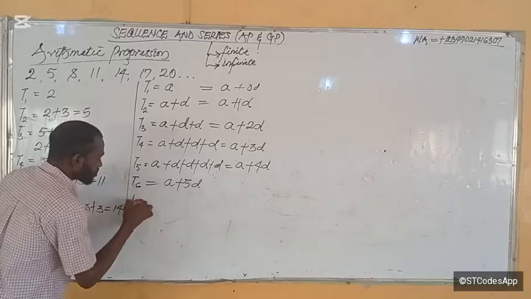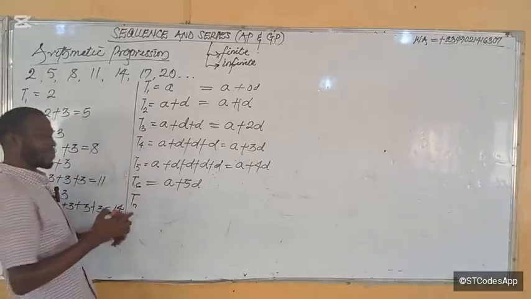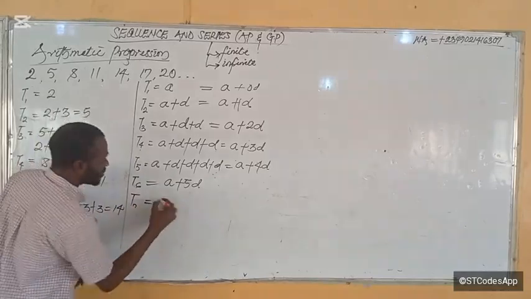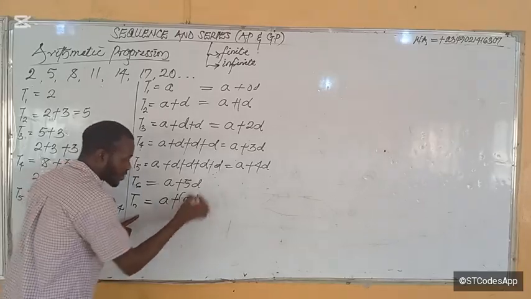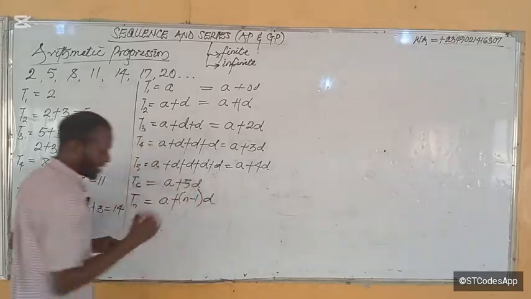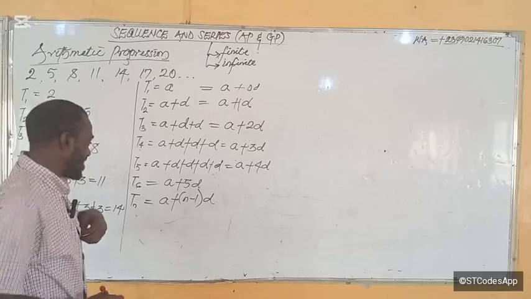So it means that what if we are not given the term? If we are looking for a particular number of term, then it will be A plus that number of term minus 1. We'll remove 1 from it. Then we will multiply it by D. Is that clear? So that is how the formula is being generated.